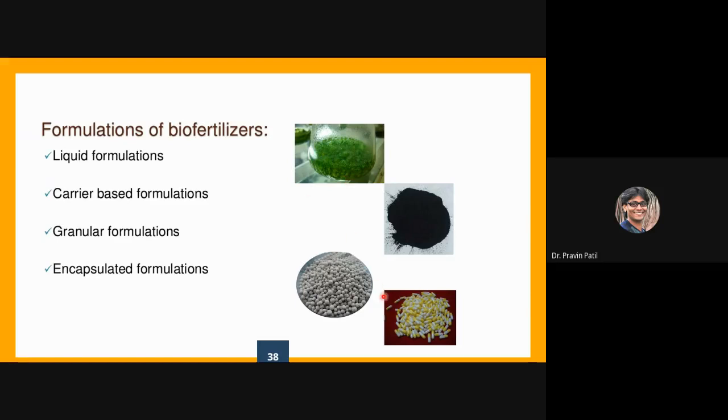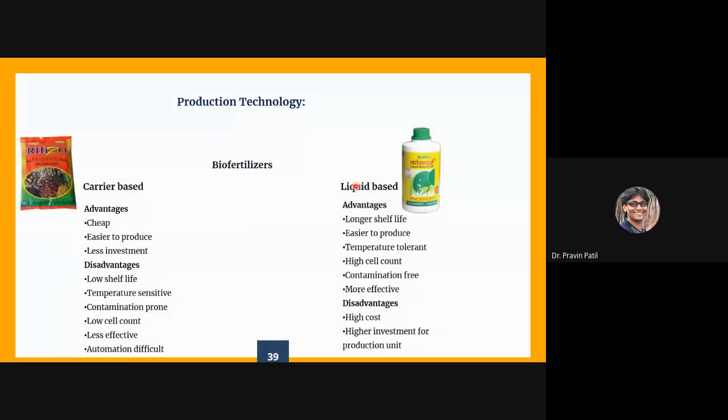Even though these are available in the market, the processing cost is way too high, and we would prefer liquid and carrier based formulation. However, there are differences between carrier based and liquid based formulations.